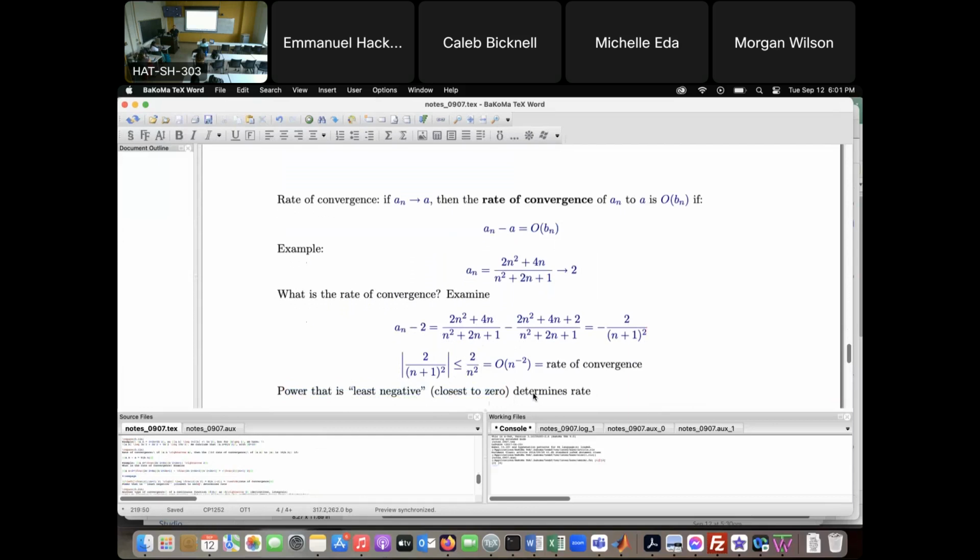So like if you have an expression like 1 over n plus 2 over n squared plus 1 over n cubed, the most significant term is the 1 over n. That would be the rate of convergence. The other terms are less significant. Questions about this example?